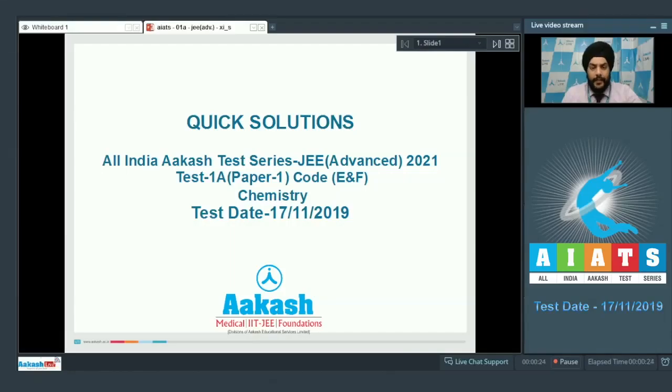Hello everyone, today we'll be looking at the quick solutions to the chemistry section of All India AIATS Test Series JEE Advanced 2021 Test 1A Paper 1 Code ENF. So let's start with the first section, students.